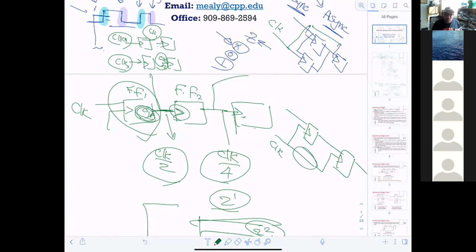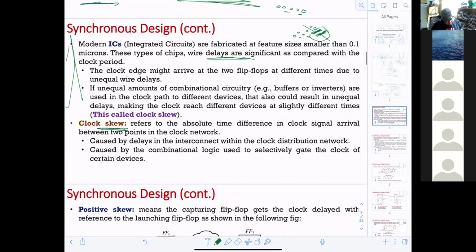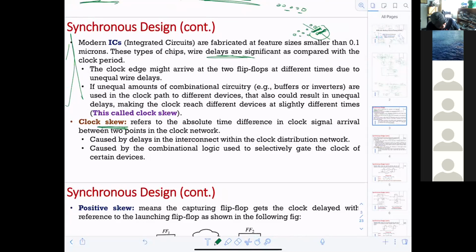Here in the middle, look, did you see what I'm doing here? Here in the middle, there is a bunch of wires and connectivity, maybe combinational circuit, inverter, whatever. So that will cause this flip-flop to have a clock, and this one to have this clock, but shifted a little bit. In that case, these two are not synchronized. They are slightly out of sync. That's why we have skew. Okay, so skew refers to the absolute time difference in clock signal arrival between 2 points in the clock network.